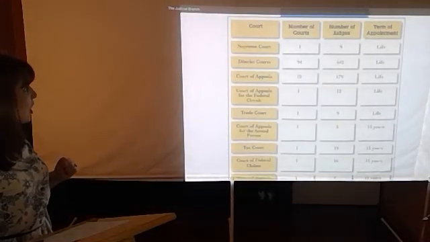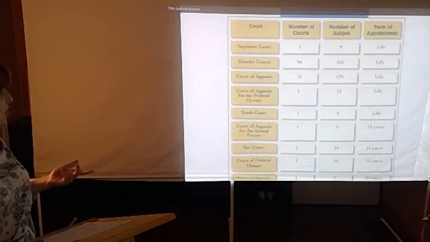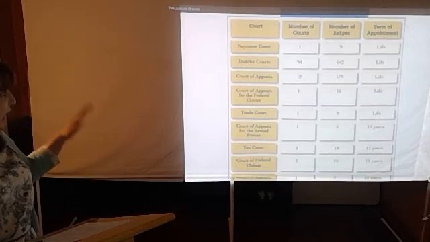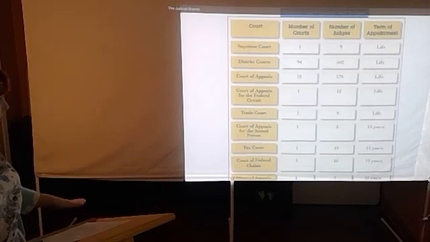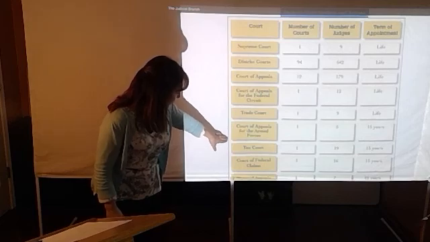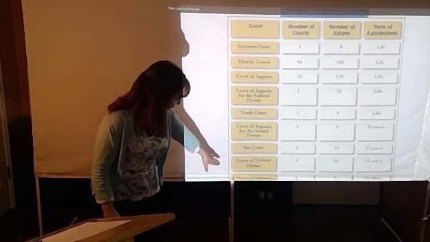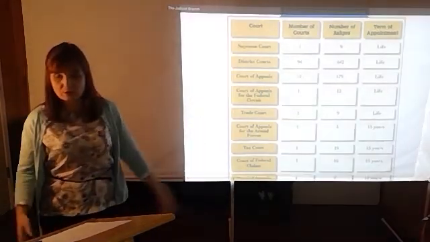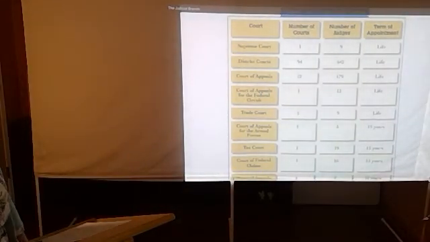And this is just a chart that gives you the number of judges, the number of courts, and how long their terms of appointment are. There's a few courts down here: the Appeals for the Armed Forces, Tax Court, and Federal Claims. They have a 15-year term, and then they would have to be reappointed or move on or something like that.